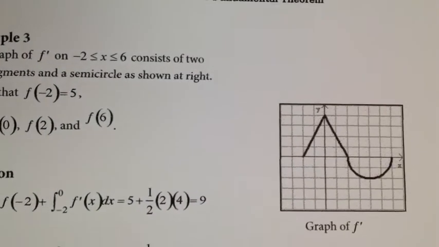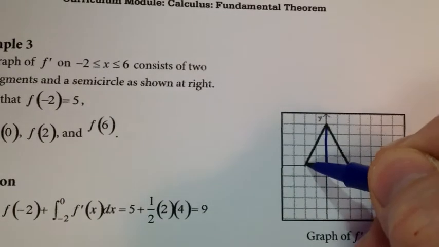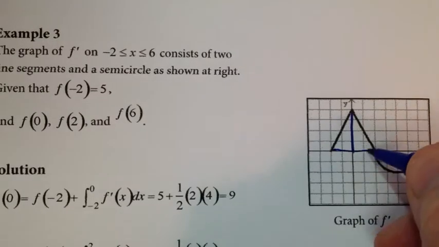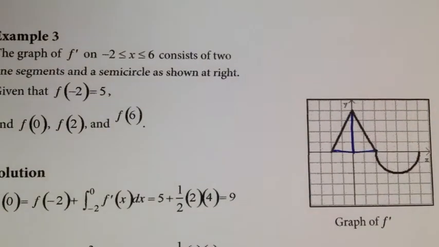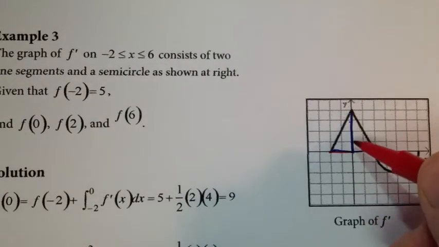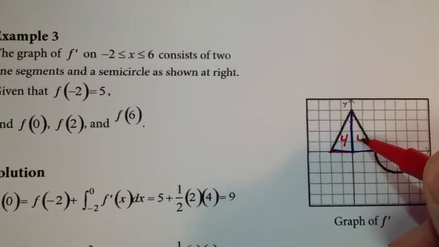Alright. So we have the graph of f prime, and more than likely what we're going to be doing here is finding the areas under these regions. That's always how they go. So let's find those areas first. 2 times 4 is 8. Half of 8 is 4. So this is a 4.